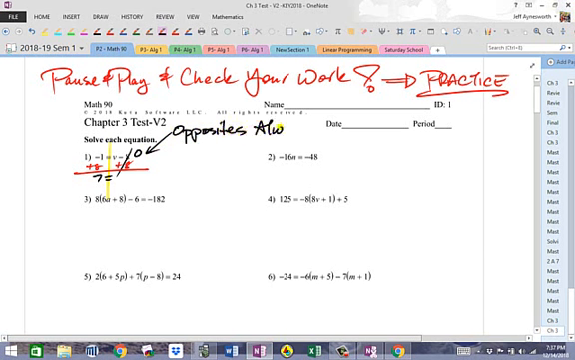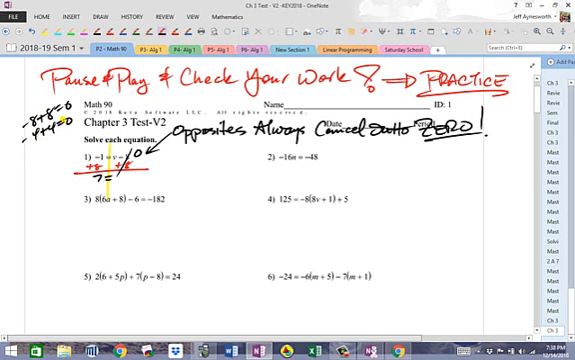Opposites always cancel out to 0. It's always the case. -8 plus 8 equals 0. -4 plus 4 equals 0. Check it on your calculator. So what do you get? You get v equals 7.